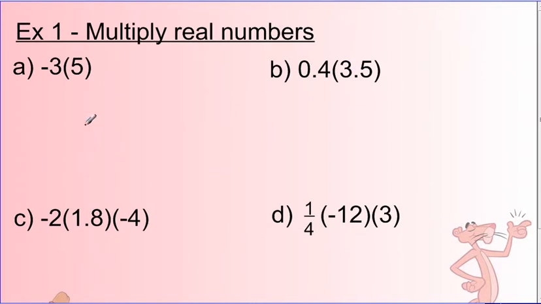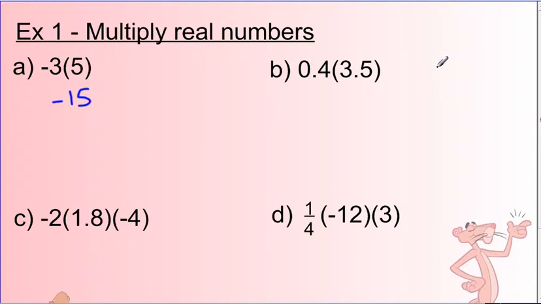So let's see. Negative 3 times by 5. So you take the 3 times 5 like normal, which is 15. But then my signs here are different. Since the signs are different, you get a negative answer. Simple enough.